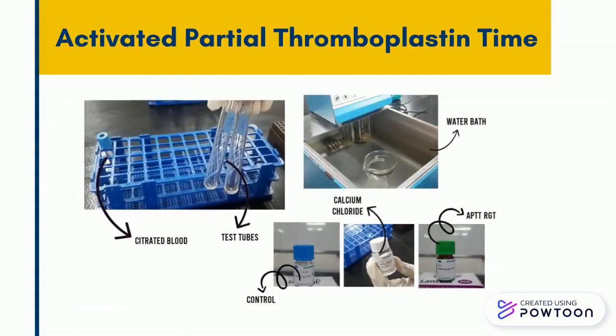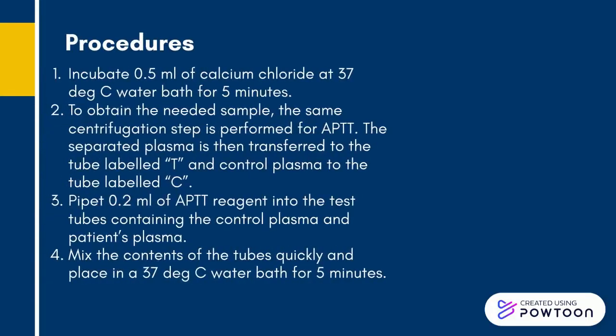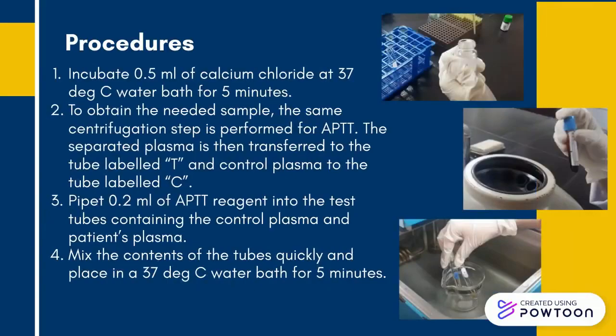To perform this test, we would need a venipuncture set to collect citrated blood, test tubes, water bath for incubation, stopwatch, pipettes, APTT reagent plus calcium chloride as the reagents, and a control plasma. The calcium chloride, which will replace the calcium removed via chelation, is first incubated in the water bath for 5 minutes. To obtain the needed sample, the same centrifugation step is performed for APTT. The separated plasma is then transferred to the tube labeled T for test and the control plasma to the tube labeled C for control.